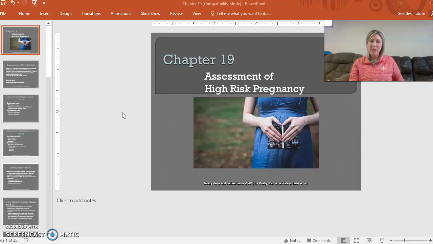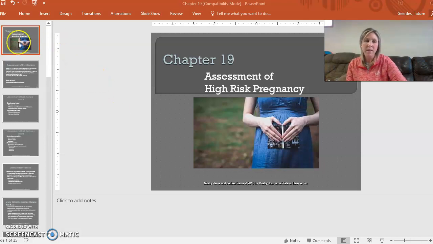It's important to find out if she's had past pregnancies and if she's had any complications with those pregnancies. So things like hypertension, gestational hypertension, or preeclampsia also are going to make her current pregnancy more higher risk.